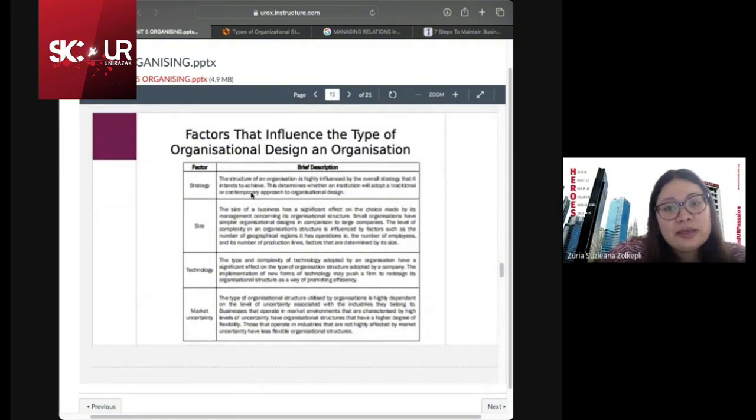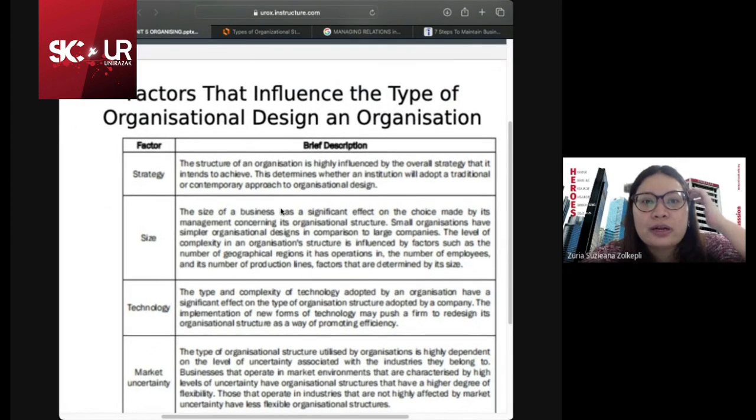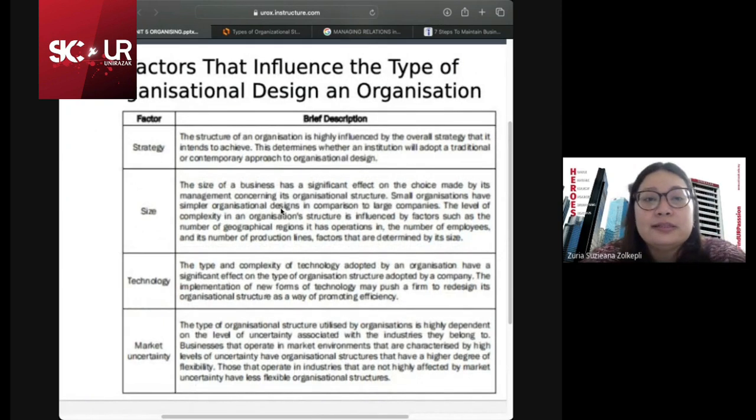Okay. So this is what I said just now. I think it's too small for you to see. The factors that influence the types of organizational design and organization. So one of the factors is strategy. All right, it's highly influenced by the overall strategy that is intended to achieve. Right, it depends on the company. Take a look at what are the strategies that they want to achieve. Let's say for startups, they have different strategy. For corporate, they have different strategy. So which one is the best organizational design for you?